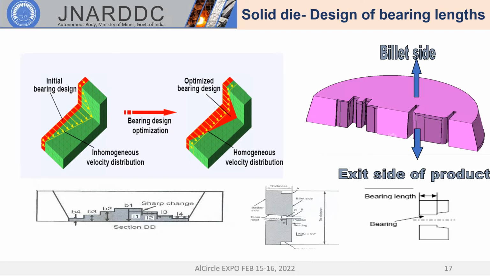This slide is showing the solid die design of bearing lengths. In solid dies, bearing lengths are used as shape forming areas to control metal flow by artificially inducing or reducing the friction. In the figure, the red portion indicates the bearings. In the initial design, uniform bearings have been used throughout. However, the metal flow was non-uniform. In the second figure, the bearing lengths have been varied to control and produce uniform metal flow. Also, the figure indicates bearing lengths are kept on the billet side so that the billet comes in contact with the bearing lengths and deforms. Section DD indicates stepwise linear variation of bearing lengths, which is used in the shop floor.